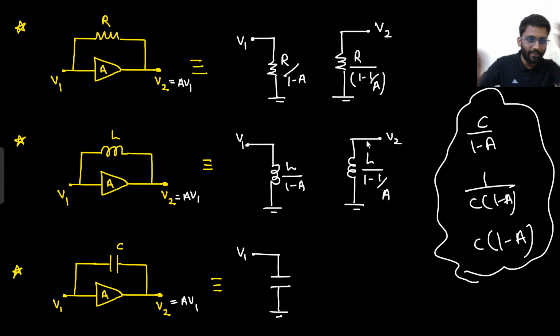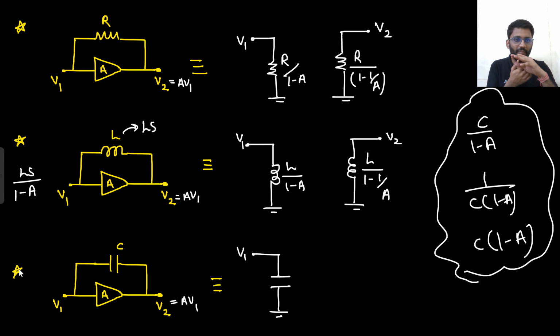What is the impedance provided by an inductor? That is Ls, or j omega L. You can write Ls as well, where s is j omega. So the impedance provided by an inductor is Ls. So what will be the impedance looking from the V1 terminal? From V1 to ground, you would see Ls upon 1 minus A. So if that is the impedance, what will be the inductance? The inductance will be L into 1 minus A, right?